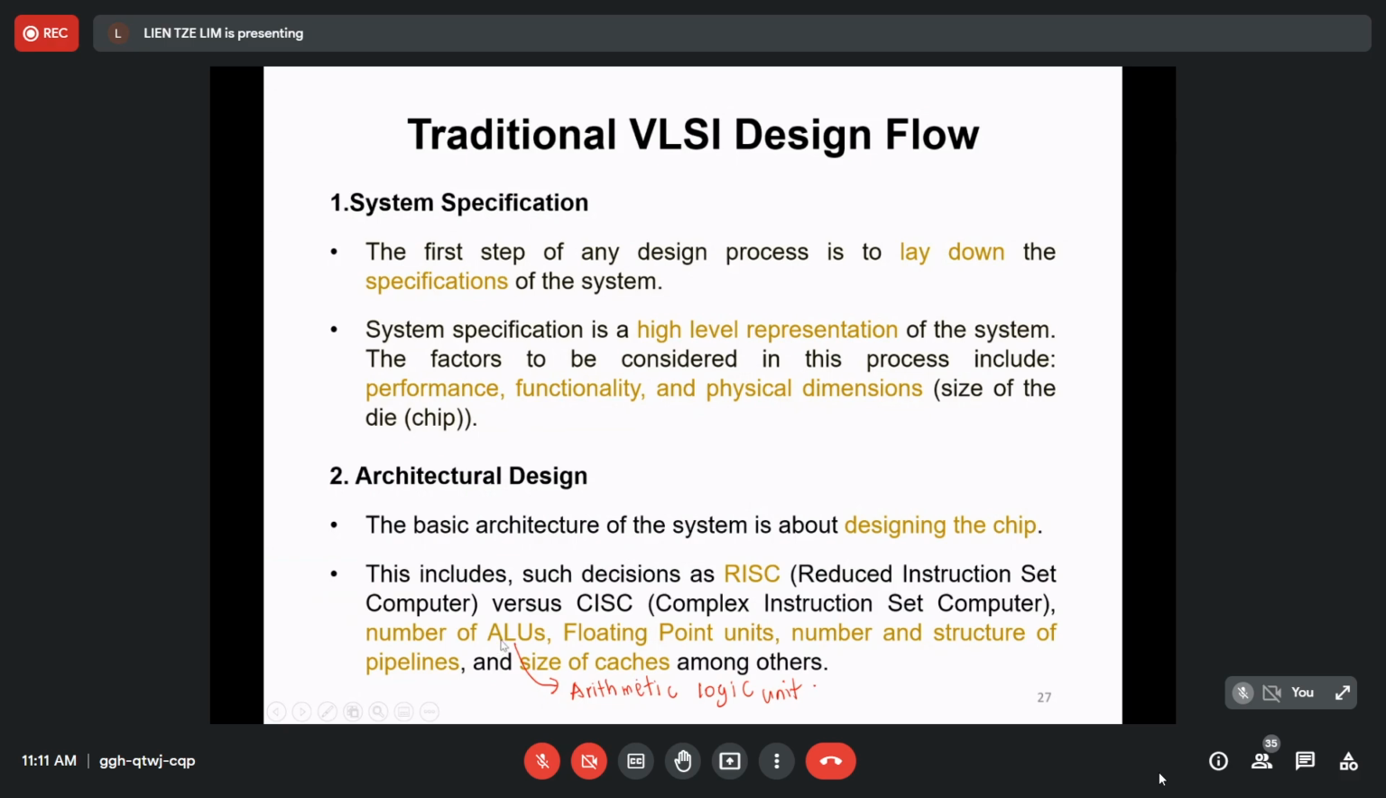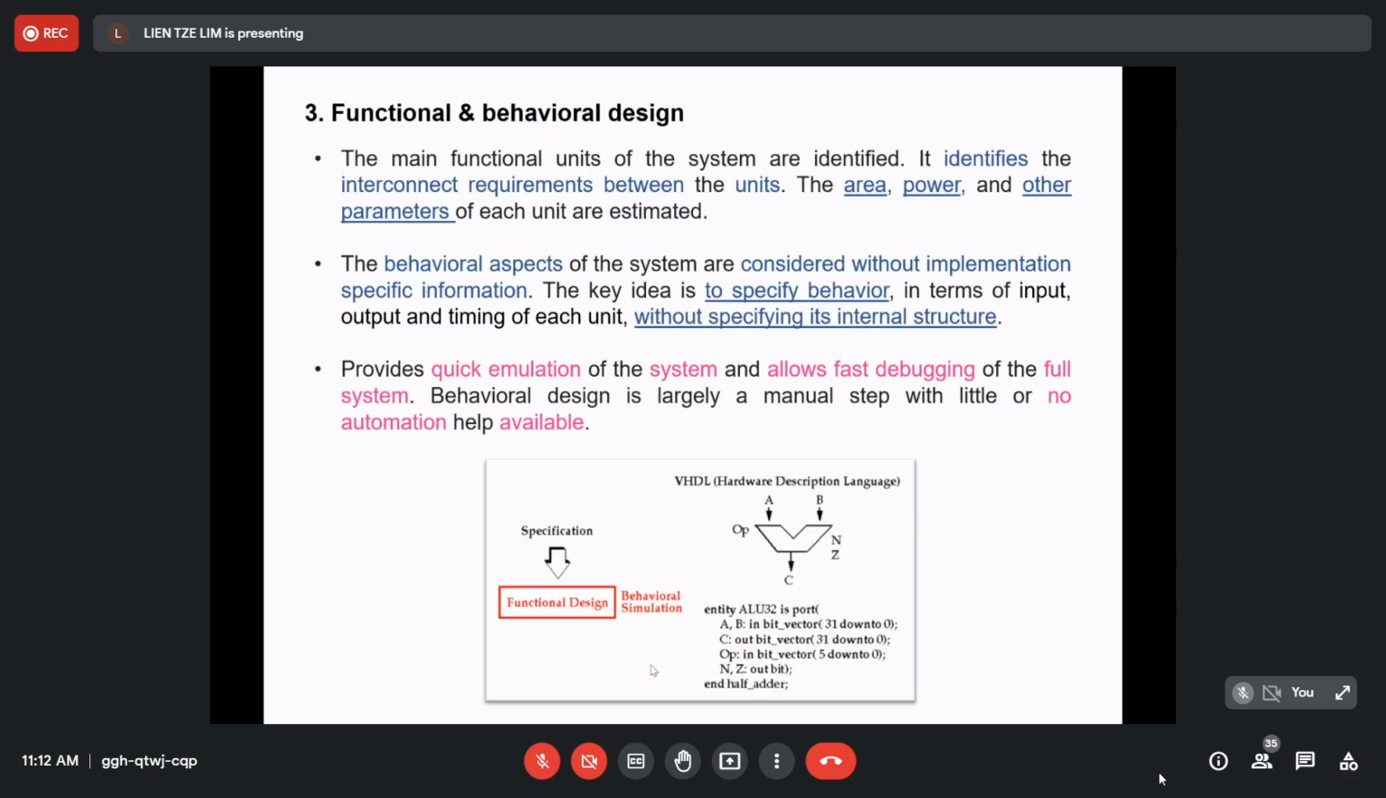Okay, so on the IC, this one has to be considered. Another is floating point units, the number and structure of pipelines, and sizes of caches, among others. Okay, this is a general description of architectural design. Next is functional and behavioral design.